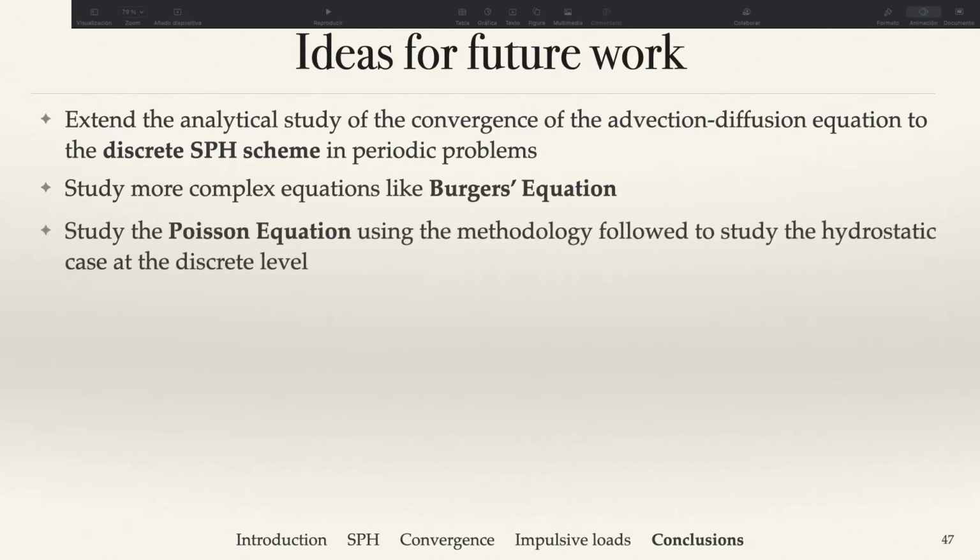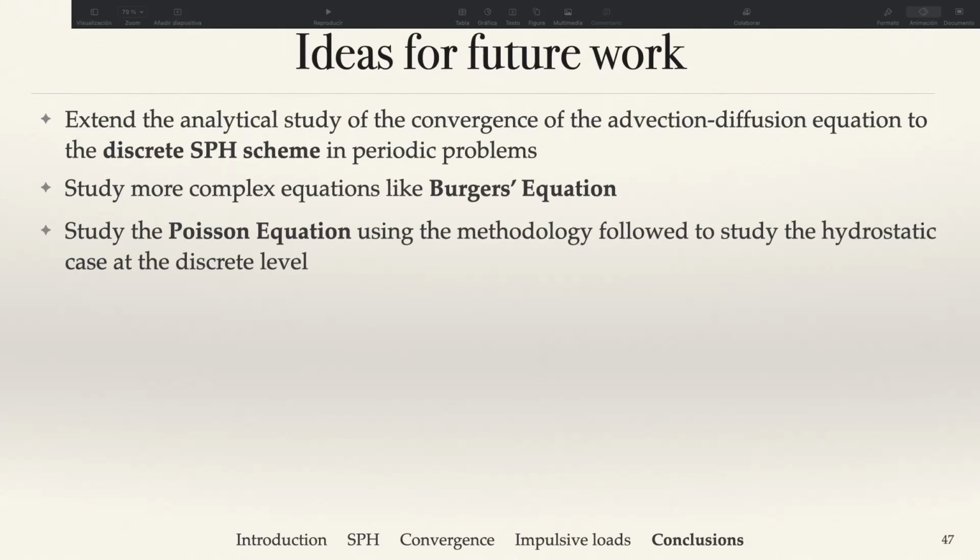Another interesting research could be the study of the Poisson equation using the same methodology that was followed to study the hydrostatic problem at the discrete level. So I'm thinking about the study of the influence of the eta parameter on the condition number of the matrix. Why may this be interesting?